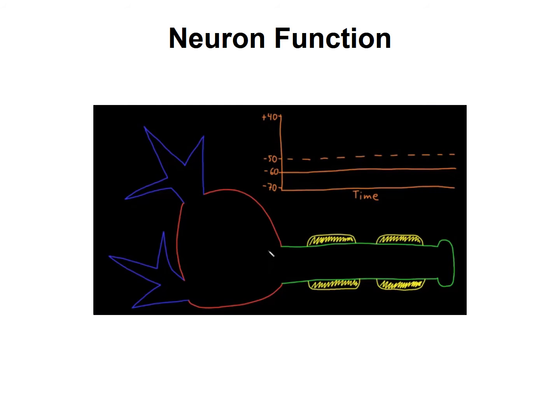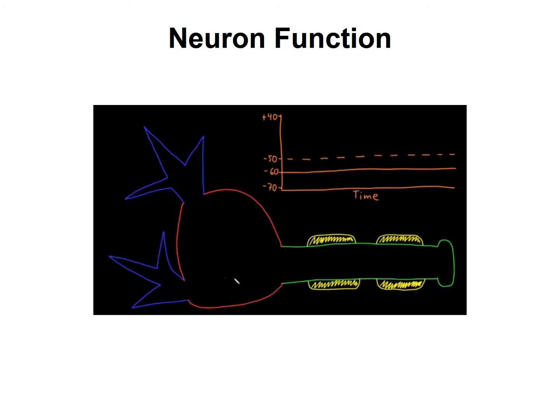In this video, I want to talk about the action potentials of neurons. Here we have our neuron with a soma in red and a larger than normal axon in green, and now I've drawn a myelin sheath in yellow around the axon, and a couple of dendrites in blue. So here's our graph, with the membrane potential on the y-axis and time on the x-axis.